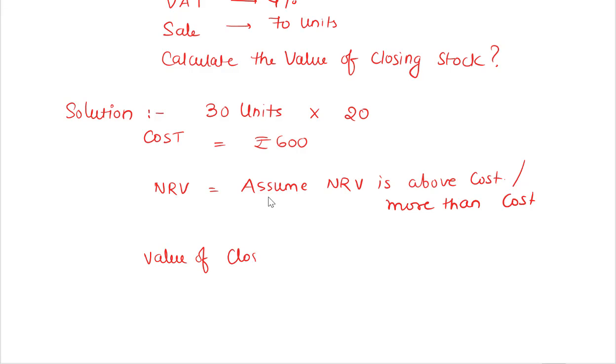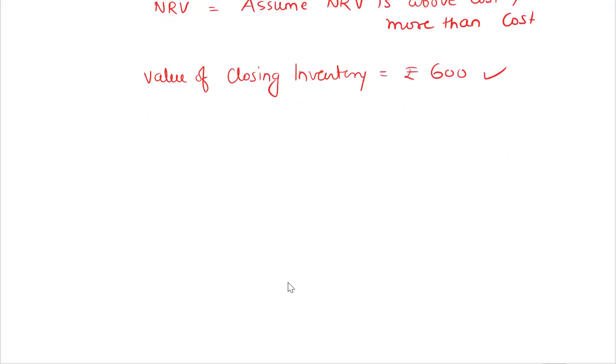Value of closing inventory equals rupee 600. I believe it is clear. 600 is the value of closing inventory. Let us move ahead.